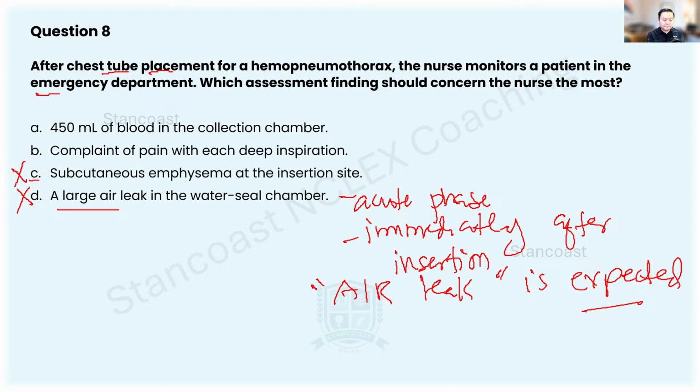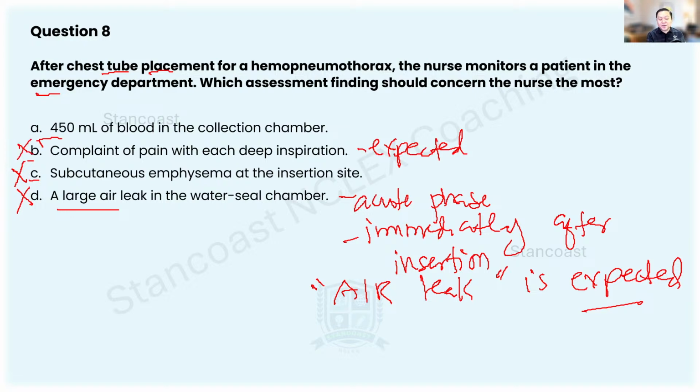Okay, letter B. Complaint of pain with each inspiration, deep inspiration. What do you think about that? Of course, the patient just had an inserted tube, right? It is a painful procedure. This is an expected finding in our patient. We're going to have to deal with that patient with an analgesic, all right? Expected finding. So we're going to get rid of letter B.